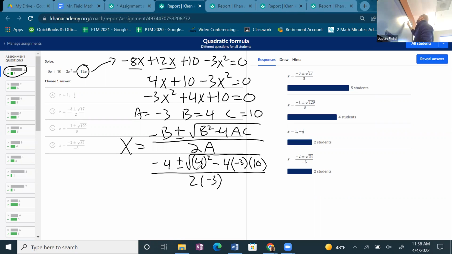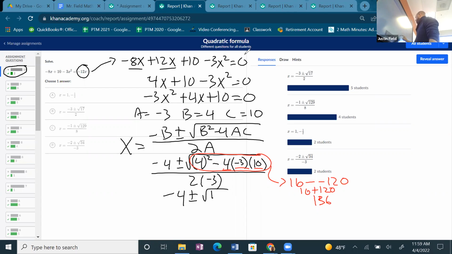All right, so now what we want to do is do the inside. So we know that 4 squared is 16, and we know 4 times negative 3 is negative 12, times 10 is negative 120. What is 16 minus negative 120? That would be 16 plus 120, or 136. So unfortunately, we don't see 136 under the square root, which I think is probably why a lot of people got this wrong.